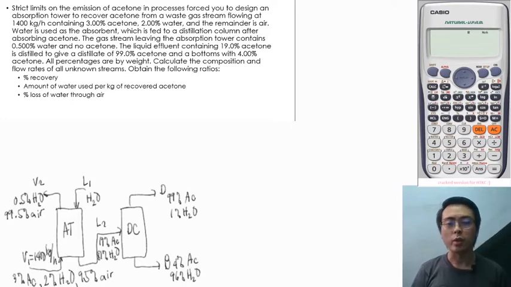Now, take note that we have two units here, the absorption tower and the distillation column. You are used to just solving for one, okay? So what are our required? Calculate the composition and flow rates of all unknown streams. What are our unknown streams?